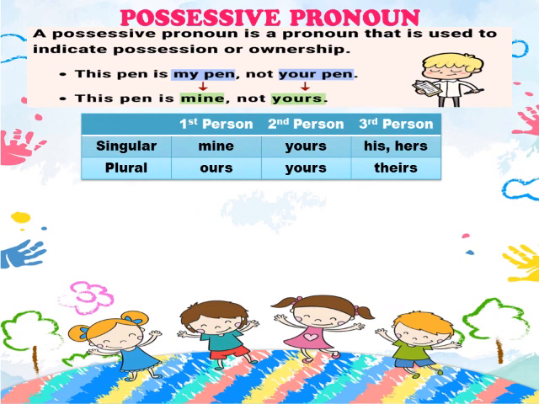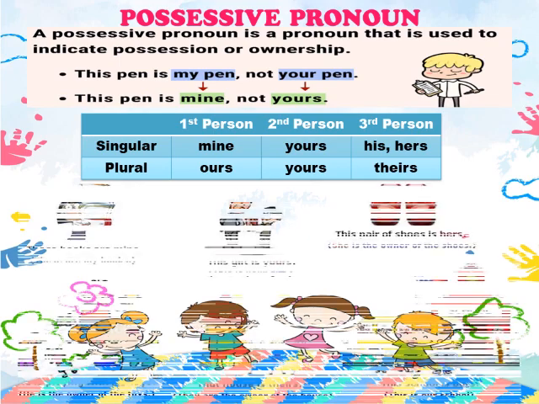For better clarity, let us bifurcate possessive pronouns into two parts, that is singular and plural. Under singular, mine, yours, his, hers, these words come. Under the plural category, ours, yours, theirs, these words come.